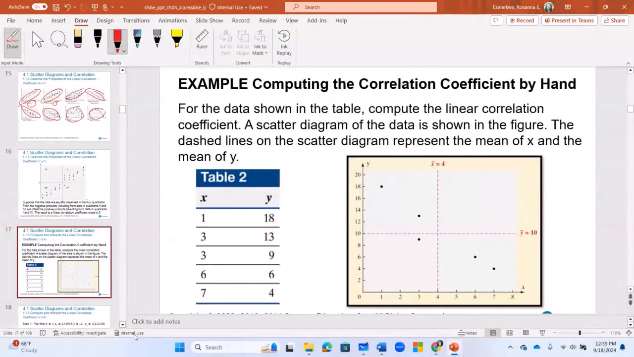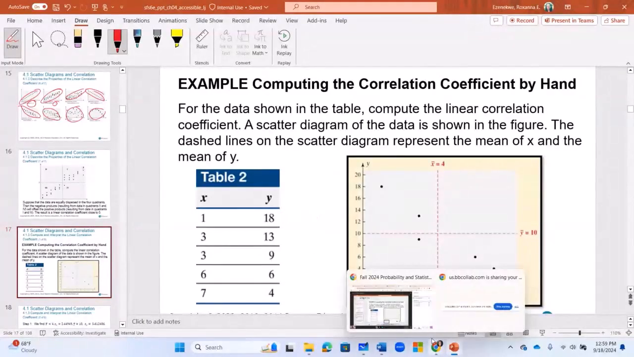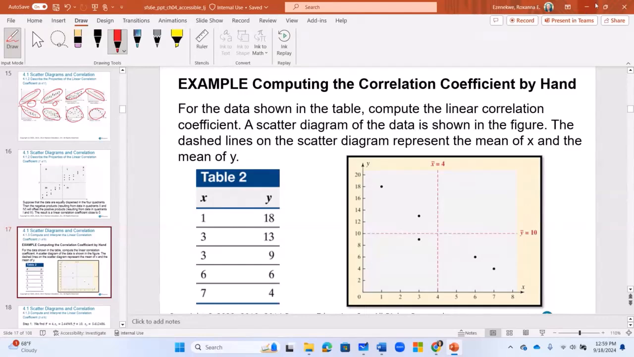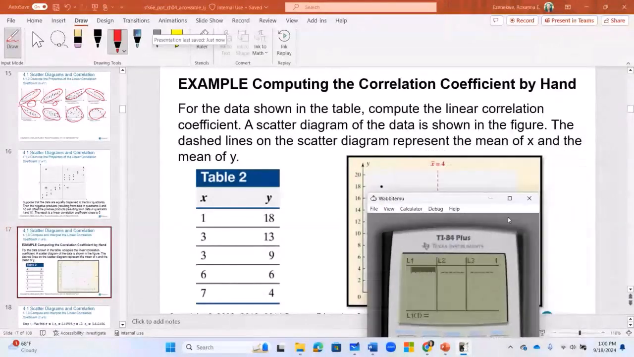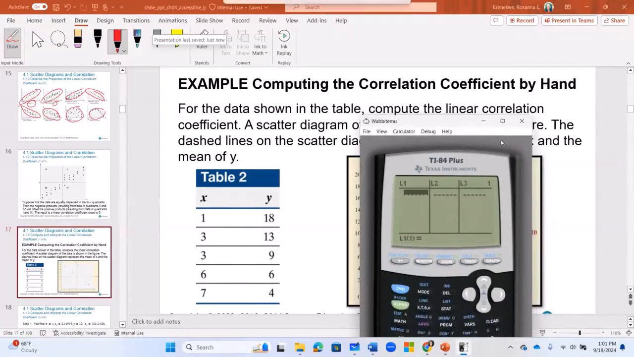All right. So I think we need to start with this one. So let's get a calculator and start with table 2 here. And after this, we do the first one. So I'm going to pull my calculator up, correlation coefficient. In other words, compute R. A scatter diagram of the data is shown. The dashed line on the scatter diagram represents the mean of X and the mean of Y.